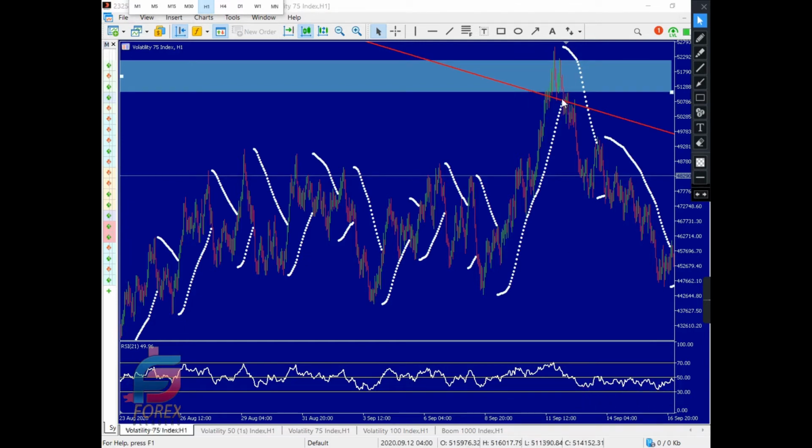Once I have my entry, I need to put a stop loss and TP. My stop loss will be on this swing high, and my TP will be the nearest support or resistance. In this case, since we are selling, we need the nearest support. Our nearest support is here. So this is our stop loss, and this is our TP here. I'll go back from 1 hour to 4 hours so you can see it clearly.